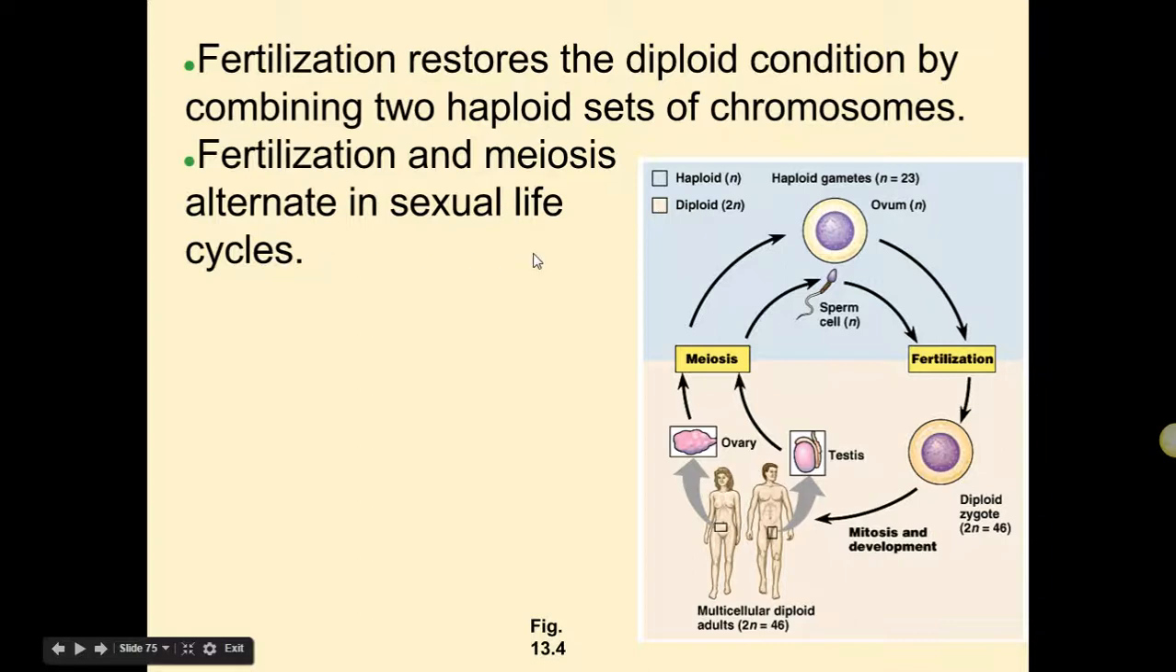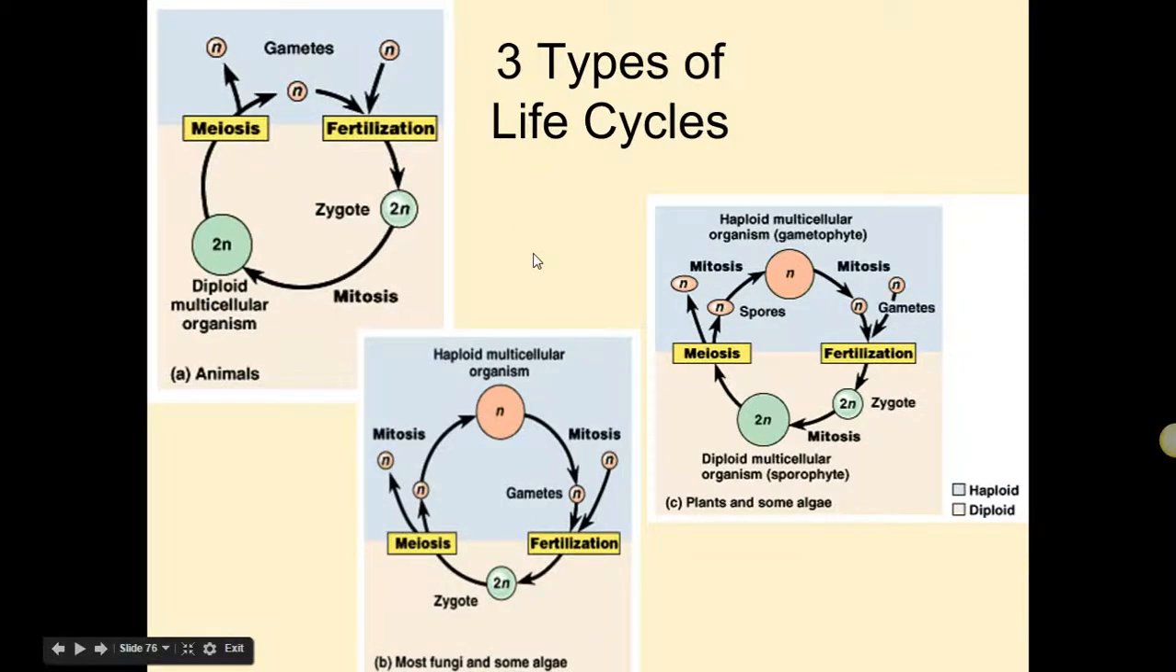And there are 3 types of life cycles, which depend on which organism we're talking about. The one we mostly do would be this first one over here. We're a type of animal. The only time we make the gametes is when we need to make sperm and ovum. We don't stay in this stage for long. Most of the time we're staying as a diploid multicellular organism.